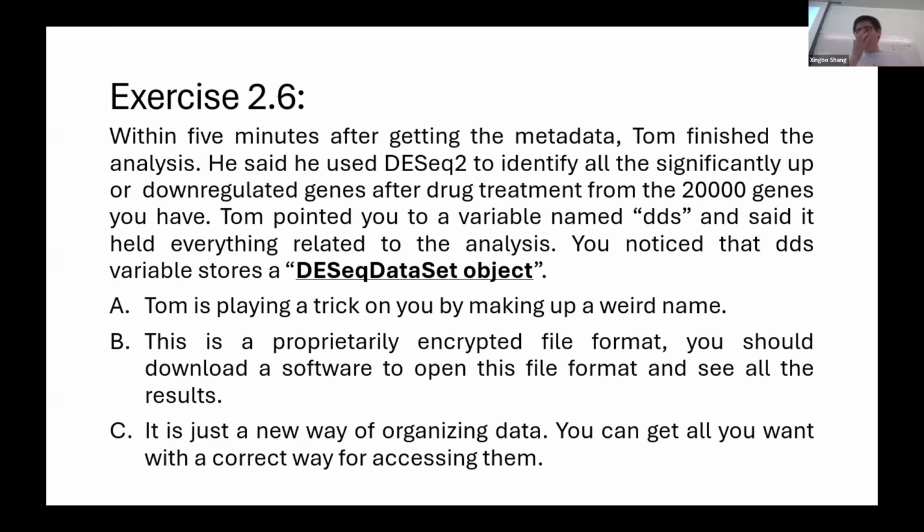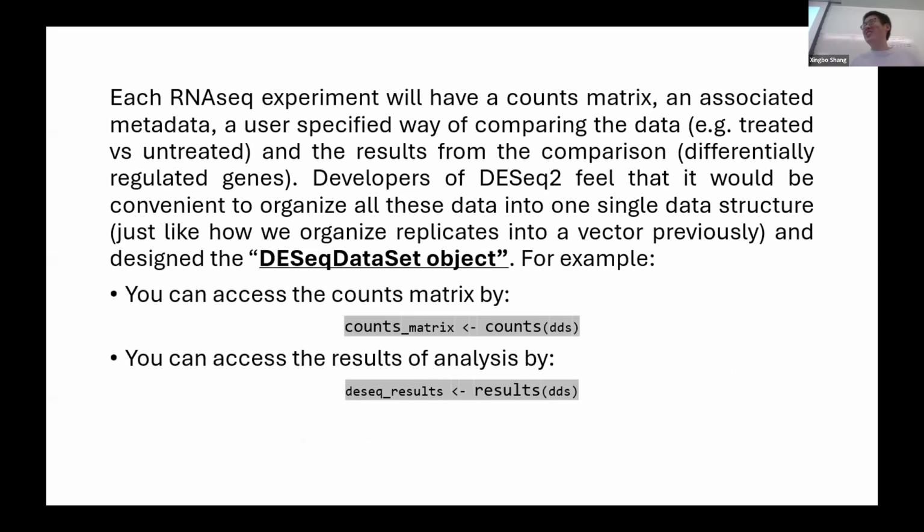So what happened? First, Tom is playing a trick on you by giving you a very weirdly named data structure. Second, this data structure can only be opened using some paid software, otherwise you watch an advertisement every 5 minutes while using it. Or third, it's just a new way of organizing data, and you can get all you want with the correct way of accessing it. I think I already made the answer very clear, because the other two are too ridiculous.